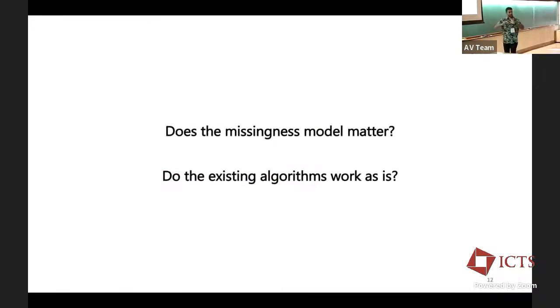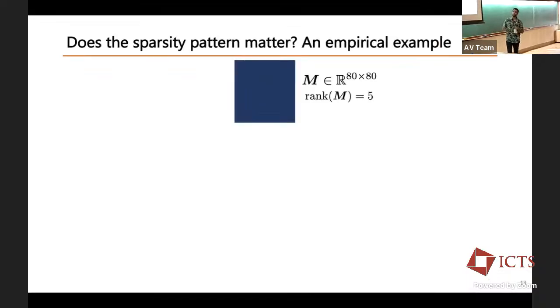Okay, so I'm making a big hoo-ha about whether the missingness model matters. But maybe existing algorithms, as people have studied them in the literature, maybe they just work. Can we use them? Here's a very simple simulation we did to argue that it doesn't work. We took an 80 by 80 matrix. It was rank 5, no noise. So the only form of corruption is missingness.